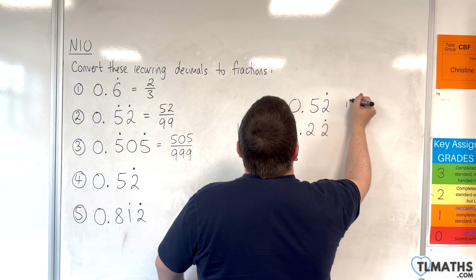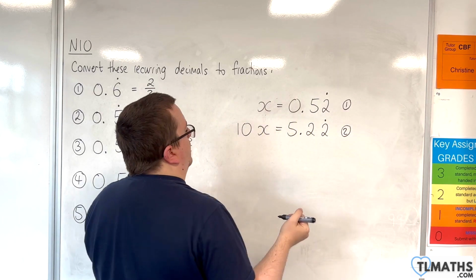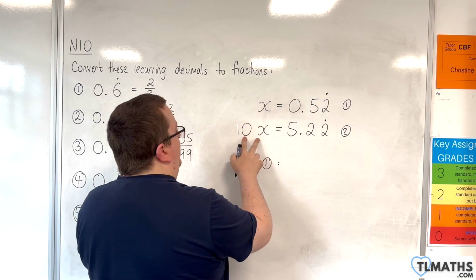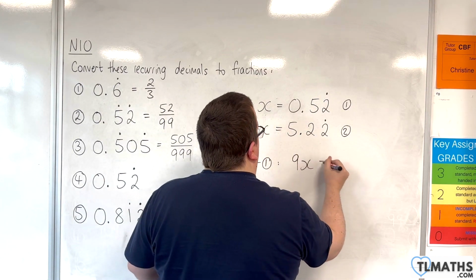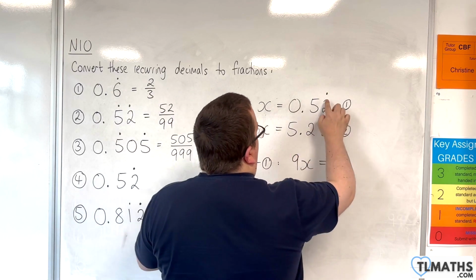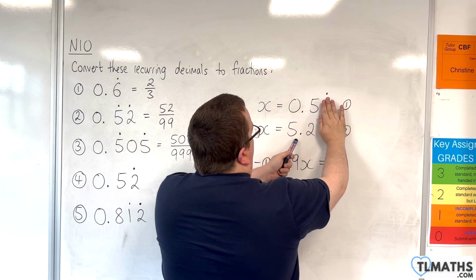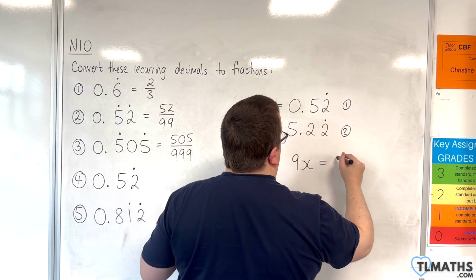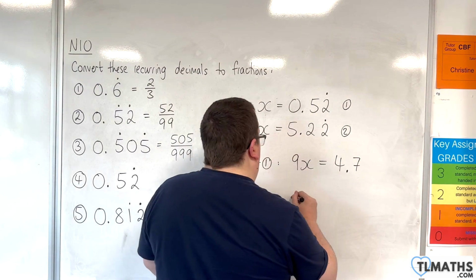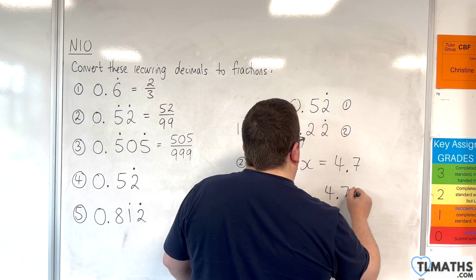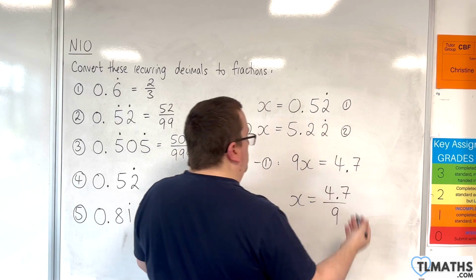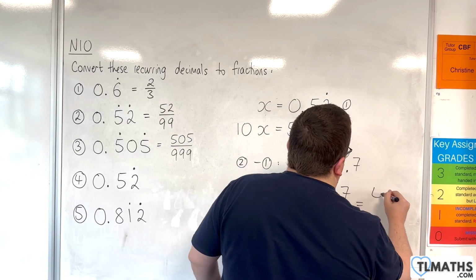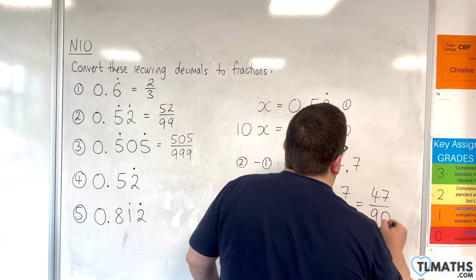5.22 recurring. We'll call that equation 1 and that equation 2. So if I do equation 2, take away equation 1, on the left-hand side we've got 10x take away x, which is 9x. And on the right-hand side, the 2 recurring part will go, and I'll have 5.2 take away 0.5, which is 4.7. So x is 4.7 over 9. Now we don't want a decimal in the numerator, so I would multiply top and bottom by 10, so we get 47 over 90.